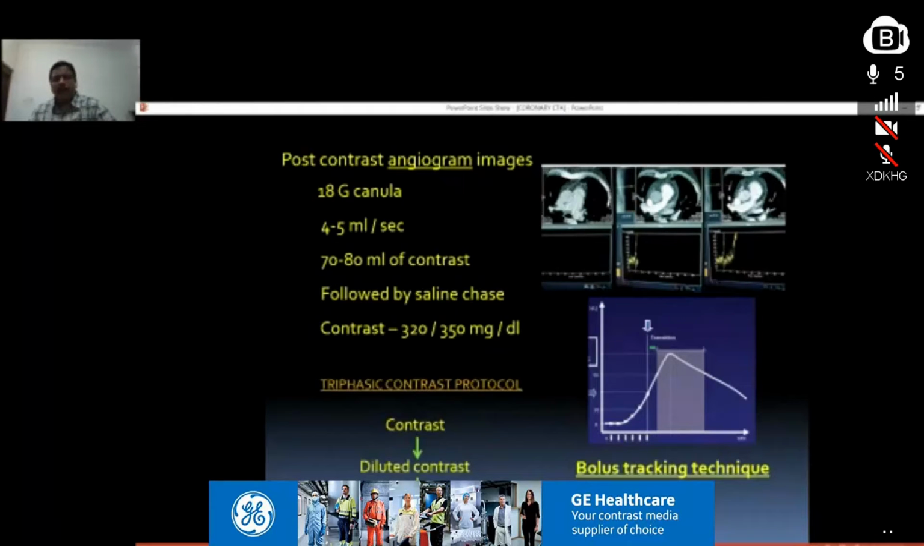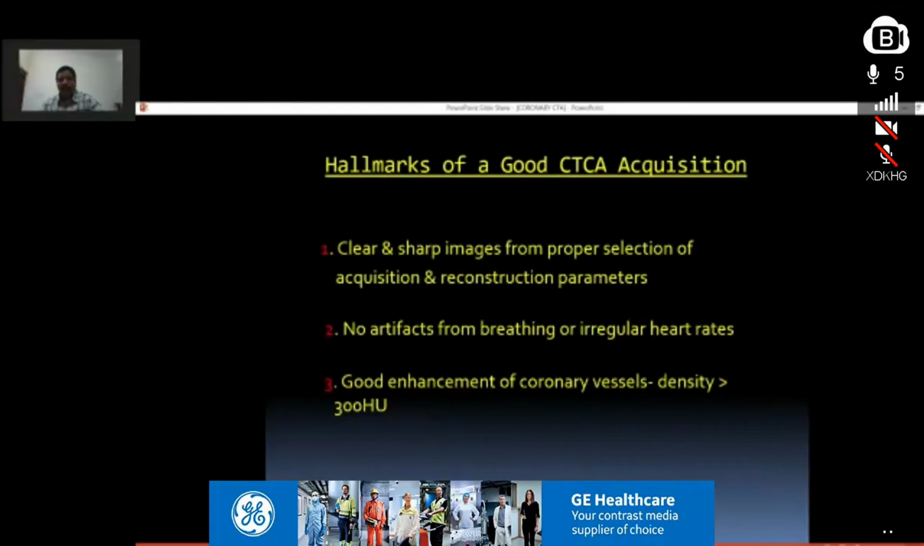If you have to perform a triphasic protocol, which could include a special setting if you want to look at the septal thickness, LV wall motion abnormalities, or you want to do a triple rule out, scanning for coronary and pulmonary arteries and aortic dissection, you can always follow this triple phase protocol, which typically involves injection of contrast followed by injection of a diluted contrast in an 80-20 ratio and followed by the saline chase.